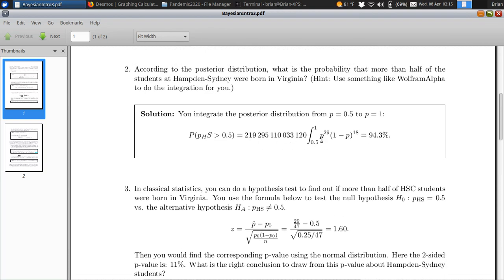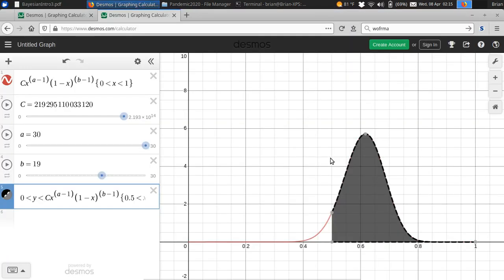In the Bayesian statistics approach, we are actually getting a whole posterior distribution that tells us basically everything we know right now about the proportion of Hampden-Sydney students that were born in Virginia. It is under this curve. And so you can say things pretty confidently, like, in this posterior distribution, there's a 94% chance that we're going to be above 50%. So we can be 94% sure that the percentage of Hampden-Sydney students who are born in Virginia is above 50%.